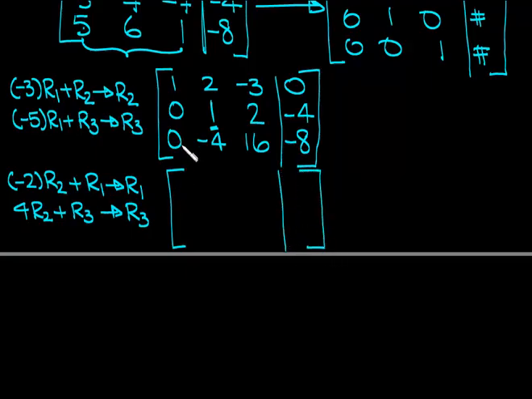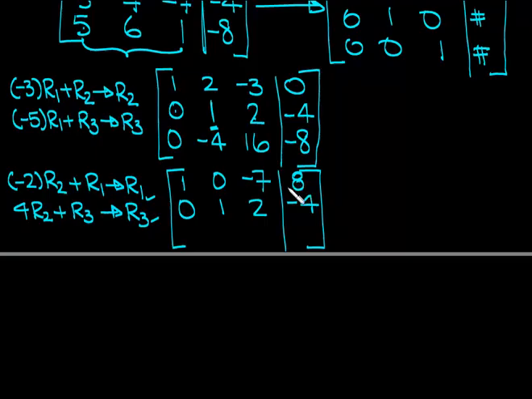Okay. So I'm not changing row 2. Row 1 and row 3 are changing, so always write down the row that's not changing, so you don't have to mess with it. So 0 times -2 is 0. 0 plus 1 is 1. 1 times -2 is -2 plus 2 is 0. 2 times -2 is -4. -4 plus -3 is -7. -4 times -2 is 8, positive 8. Positive 8 plus 0 is just 8.